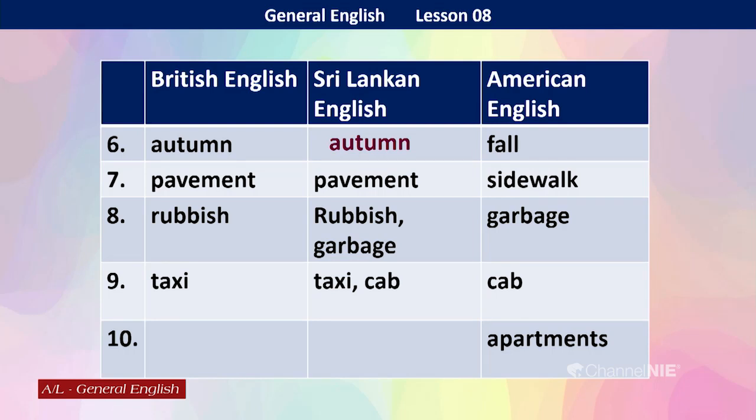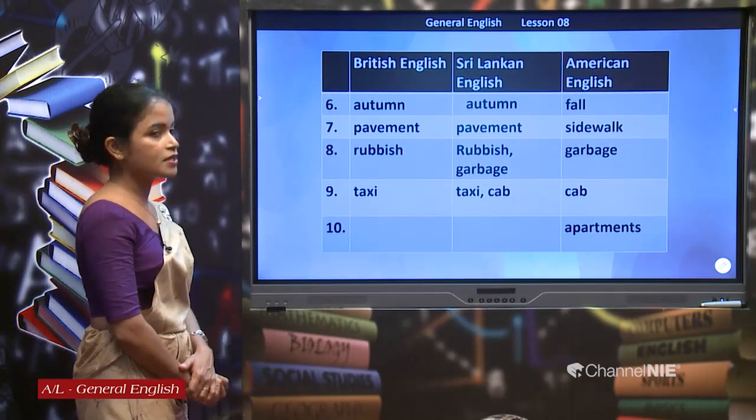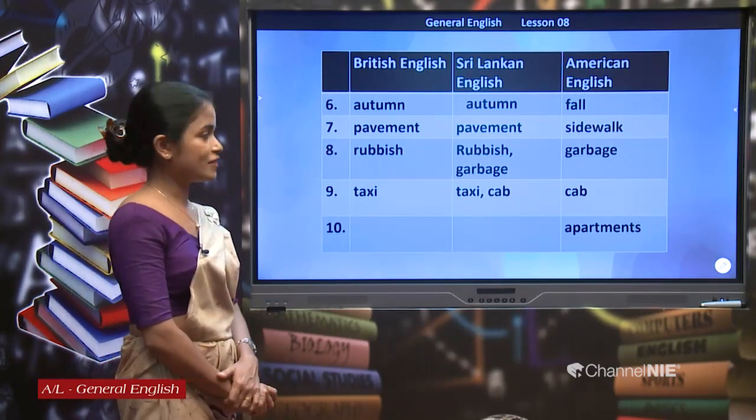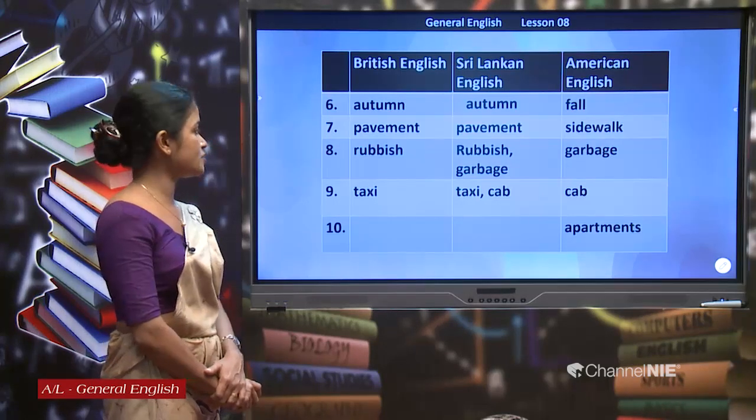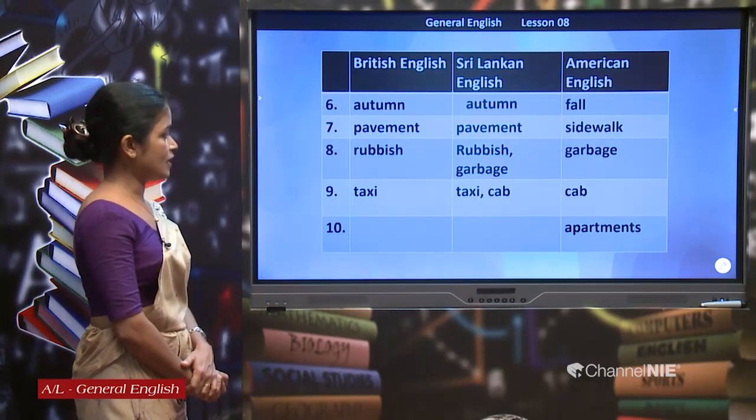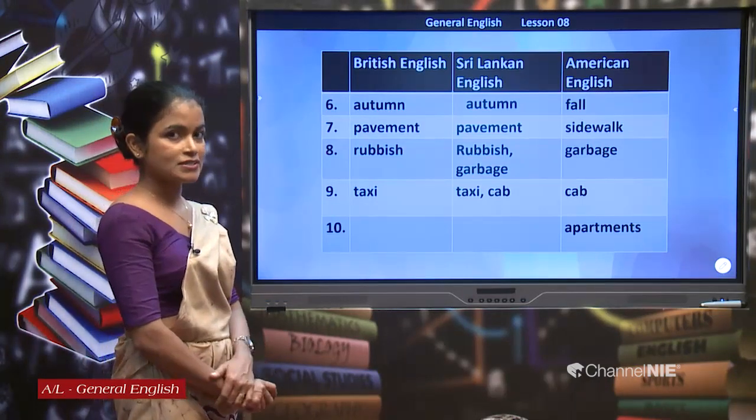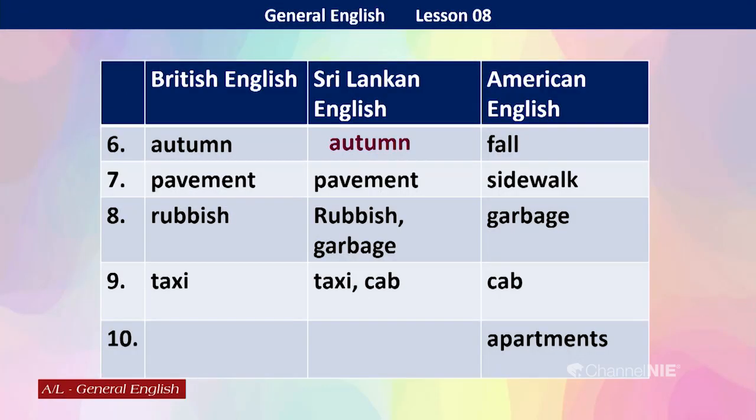Then what is the word used for garbage by British people? They call it rubbish and Americans call it garbage, and as Sri Lankans we use both words, rubbish and garbage. Then in Sri Lankan English, we call it a taxi or a cab. But in British English, they call it only taxi. In America, they call it cab. Then in America, they call it apartment, and in British English, they call it flat. You can fill the blank, children. In Sri Lanka, we use both words, flat and apartment.